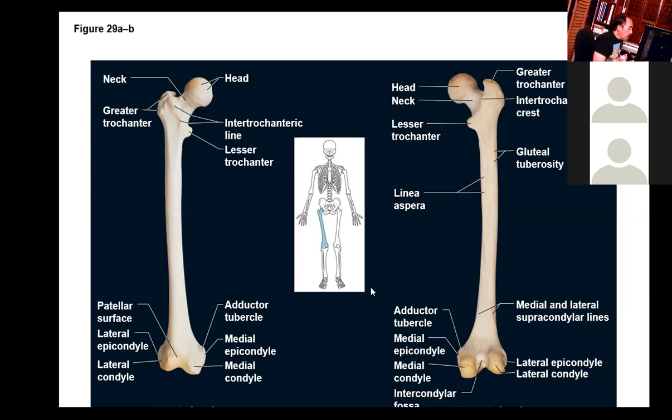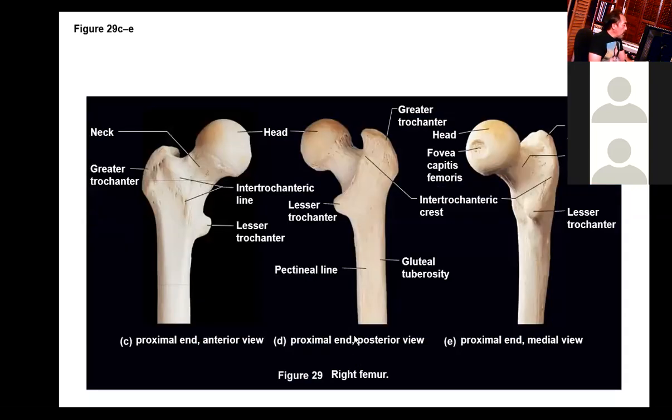There's a single bump here, aside from the medial epicondyle. So that bump is called the adductor tubercle. Muscles attached to that are called adductor muscles. So that's on the medial side, the adductor tubercle. All right, so I'm going down into the tibia and fibula now.